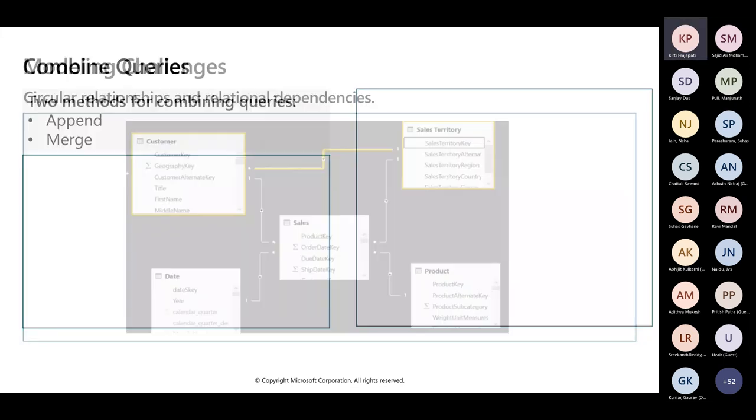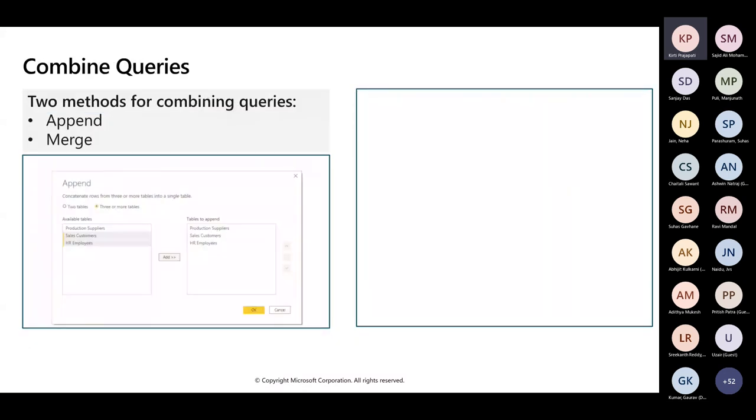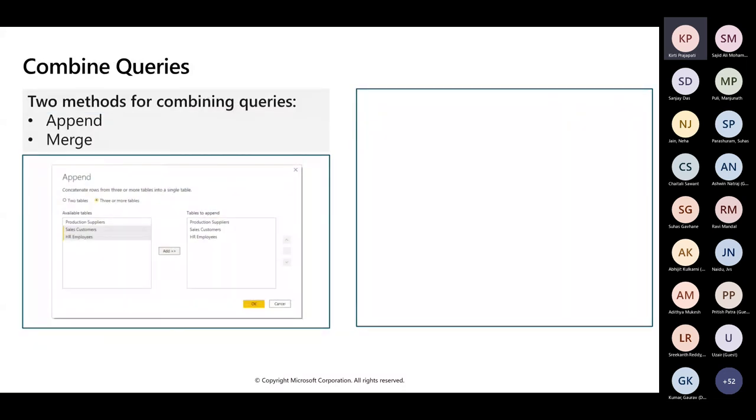Then we have combining queries, so we can also use the append and merge options. We have the ability to combine queries, and that is very powerful because it allows you to append or merge different tables or queries together. So if you want to merge more than one table, then you can use that, or if you want to merge more than one query, we can also use that. And you can also combine tables into a single table for a different set of requirements.